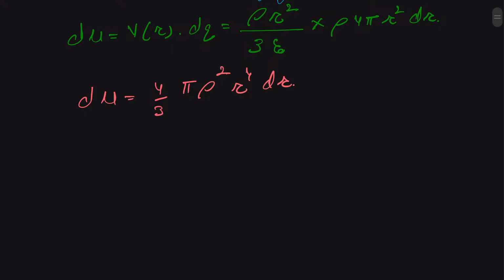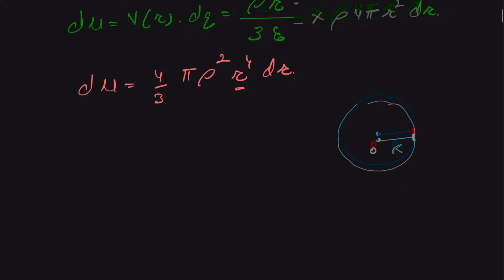Now in the question it is given that we are going to make a sphere whose radius is capital R. So it means the limit of this radius small r is going to vary from 0 to capital R. So we are going to get the total energy.